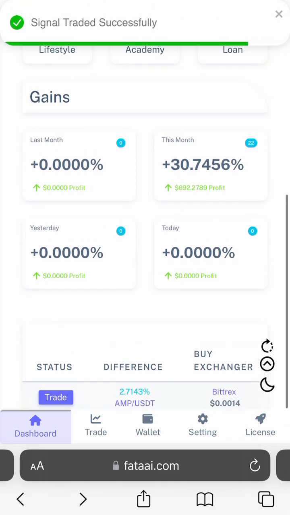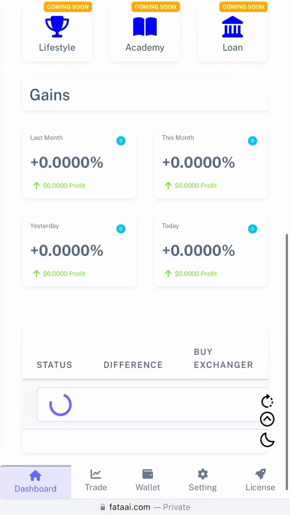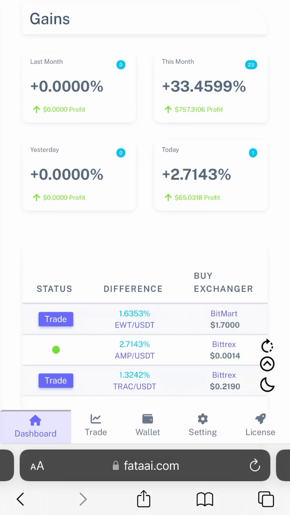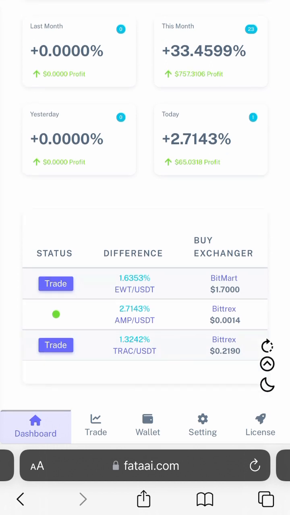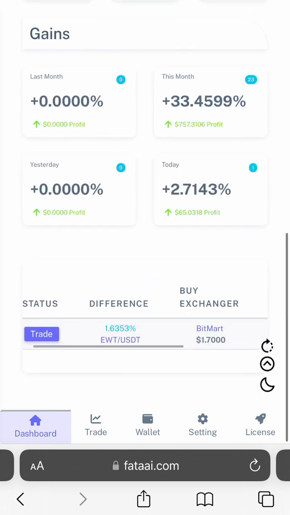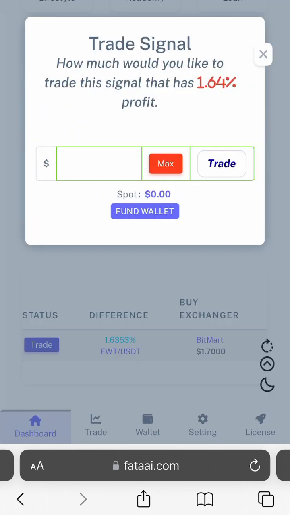Refreshing, and then signal traded successfully. Now let me refresh this. If I refresh this, you are going to see that today is now 2.7143 profits made. And you see this one is now green. You see another one that I can trade. I can as well trade this one now. If I want to trade another one, I can simply click on trade.